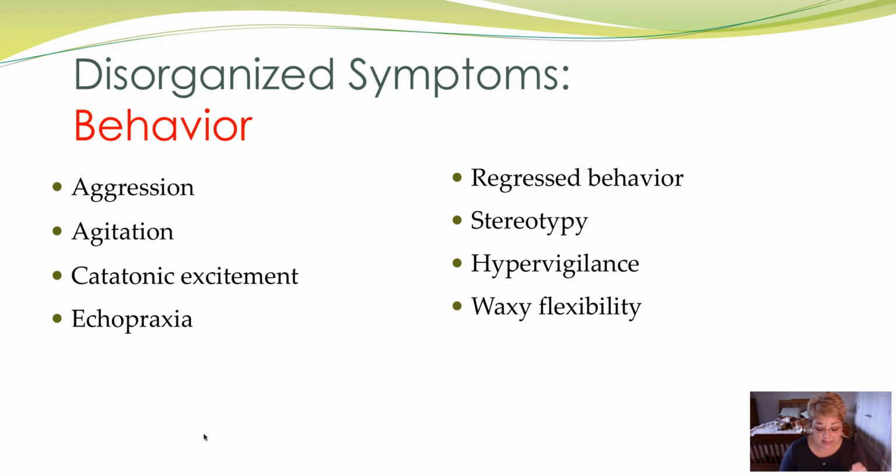Catatonic excitement is a hyperactivity characterized by purposeless activity and abnormal movement, such as grimacing or posturing. It is often seen as grimacing or posturing. Echopraxia is the involuntary imitation of another person's movement and gestures.